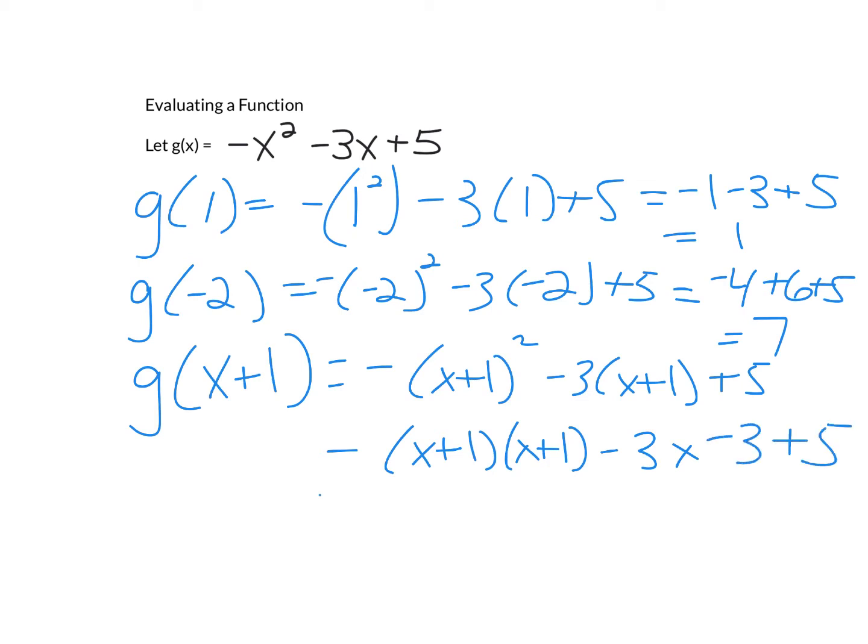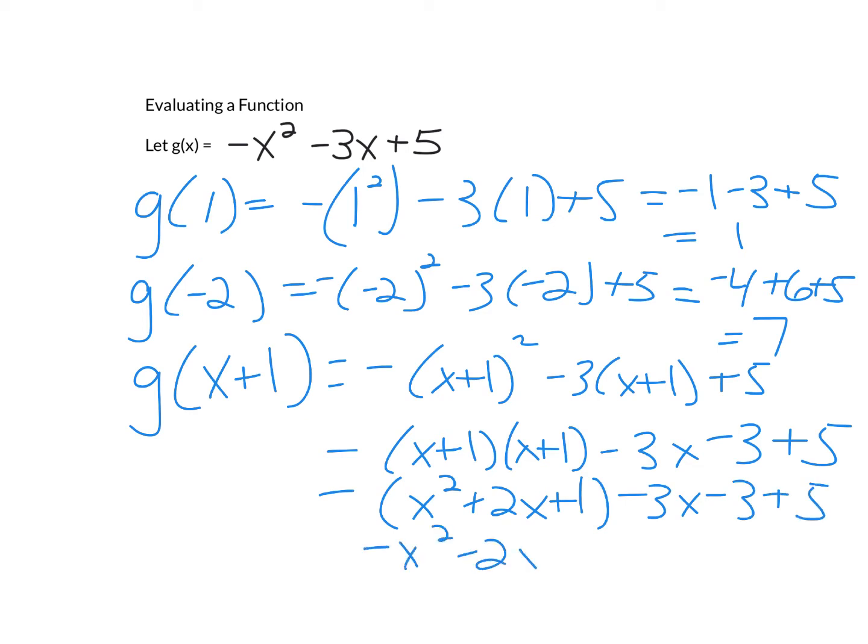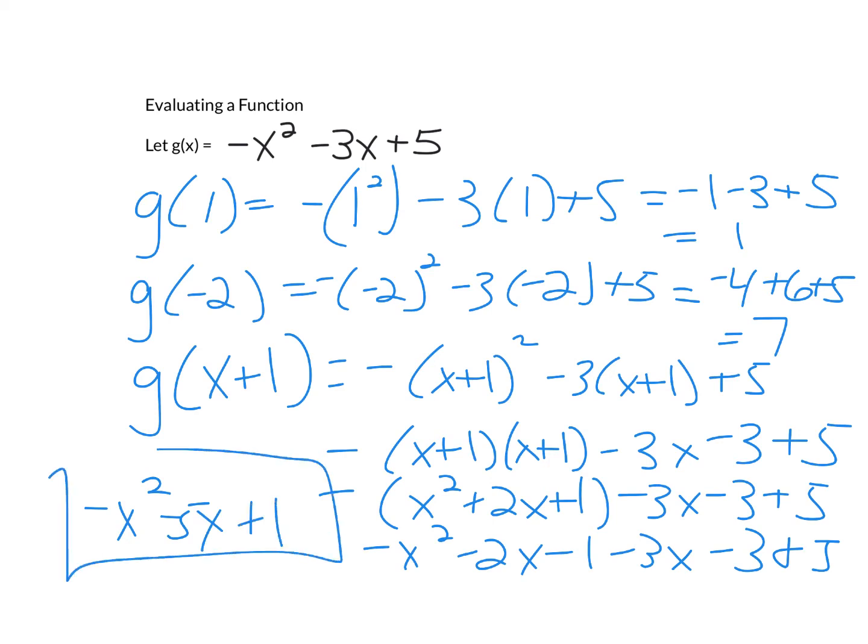We FOIL it, it's going to be x squared plus 2x plus 1. So you're negative, you get negative x squared minus 2x minus 1 minus 3x minus 3 plus 5. Like terms, we're going to get negative x squared minus 5x. Negative 1 minus 3 plus 5 is 1. And there is our solution.